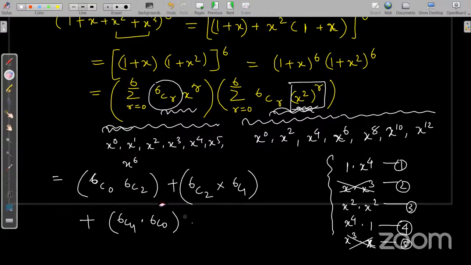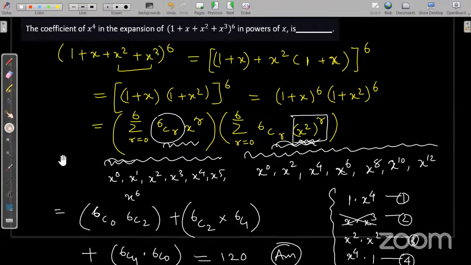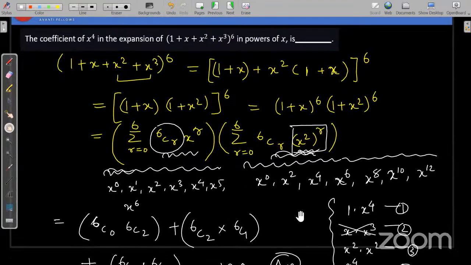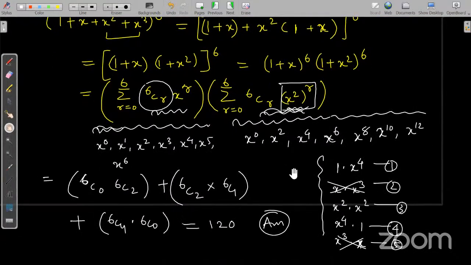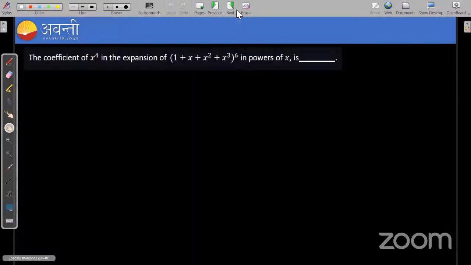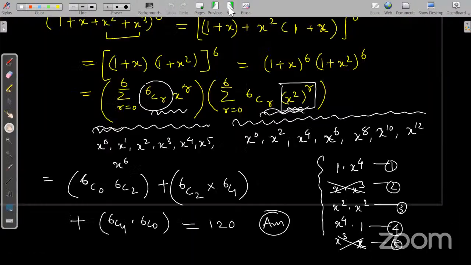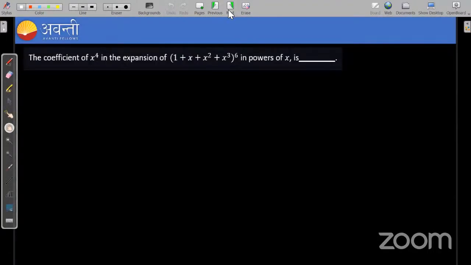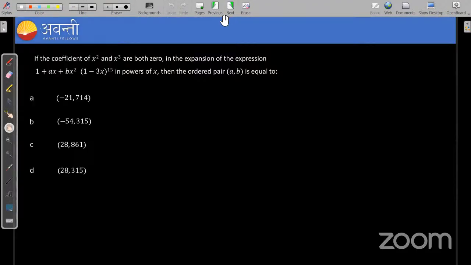These 3 cases we are getting, and after solving all these combinations, the final answer will be 120. So this is your answer. Okay, guys, this is your answer. This is a very good question, came in 2022 JEE Mains also, right, guys? This is done. I hope this is clear to all. Clear? Okay, next question.